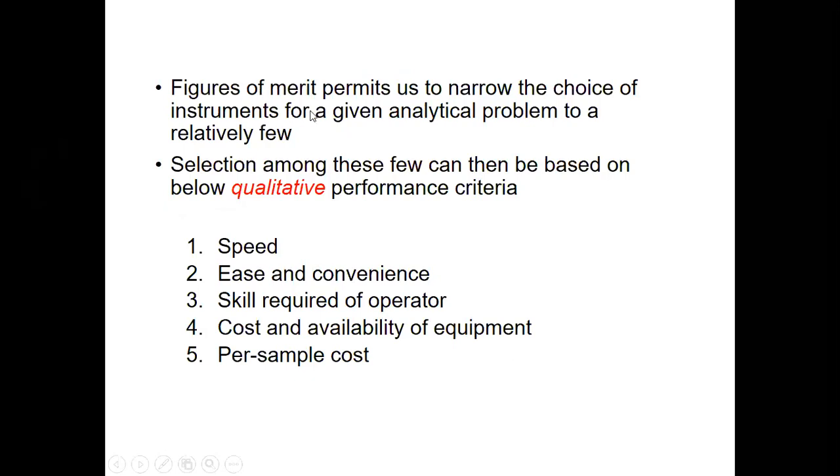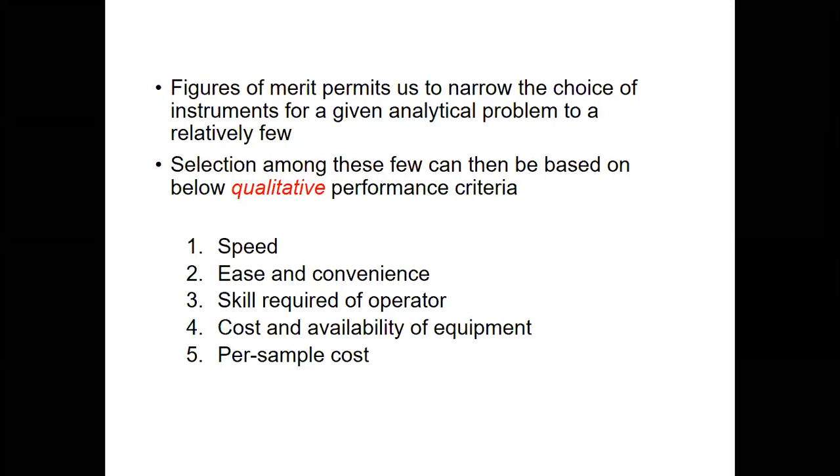Okay, these figures of merit allow us to narrow the choice of instrument for a given analytical problem to relatively few. So, among a lot of analytical techniques, we can calculate these figures of merit and we can determine precision, accuracy, sensitivity, all these things, and then we can narrow down the instrument. If there are 10 instruments at the beginning, now we can narrow it down to 2 or 3 instruments. So now we have to use one from these 3 instruments. Selection among these few, because even though we can reduce the number to a fewer number, still we have to reduce and we have to select one analytical technique.